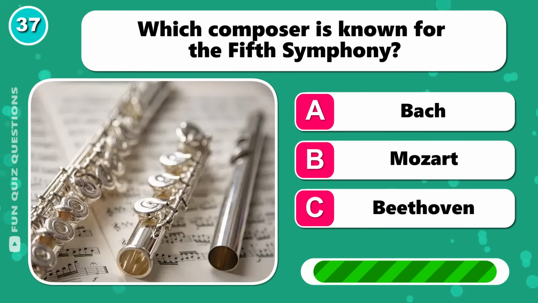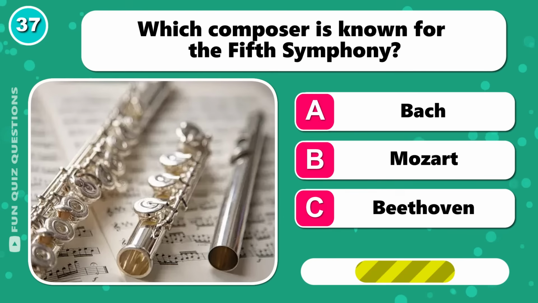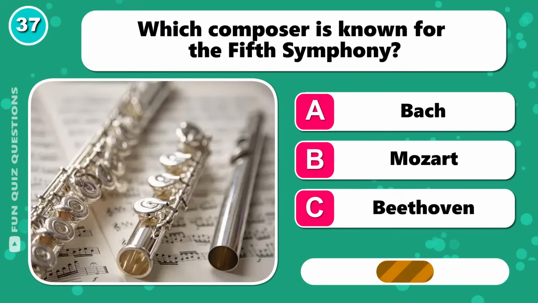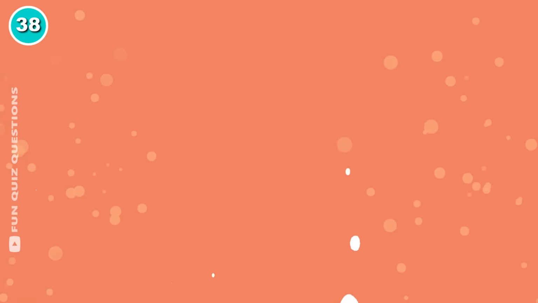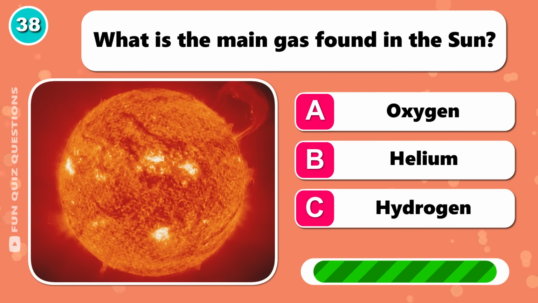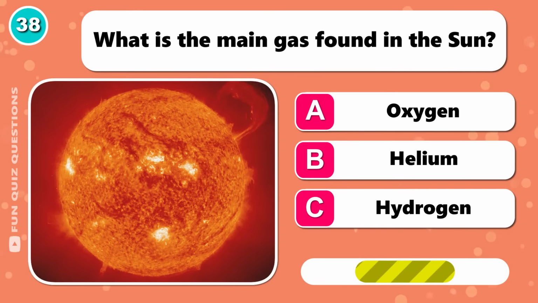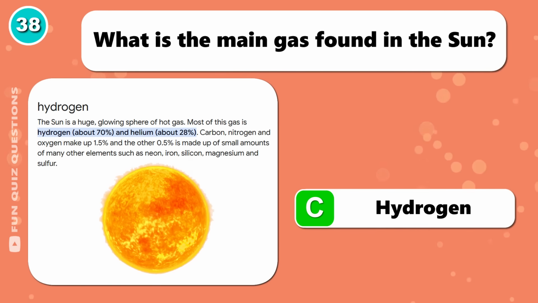Which composer is known for the Fifth Symphony? Correct, it's C, Beethoven. What is the main gas found in the sun? Yeah, C, hydrogen.